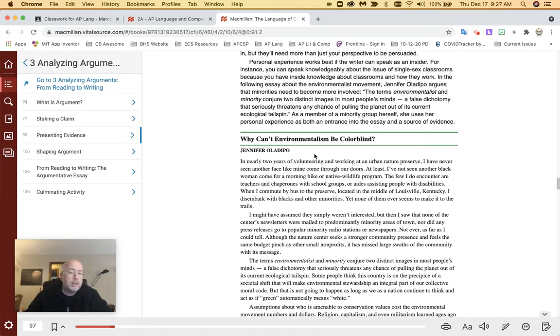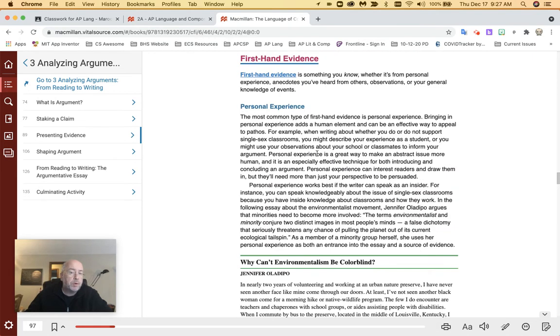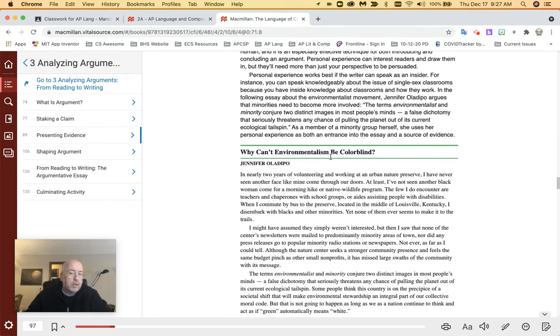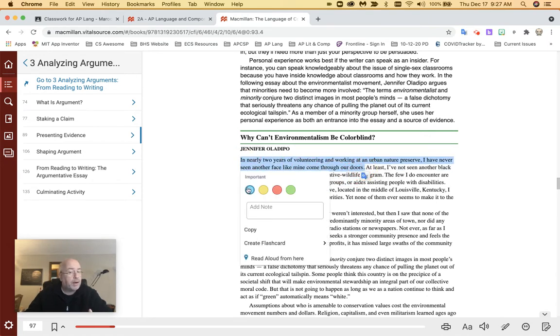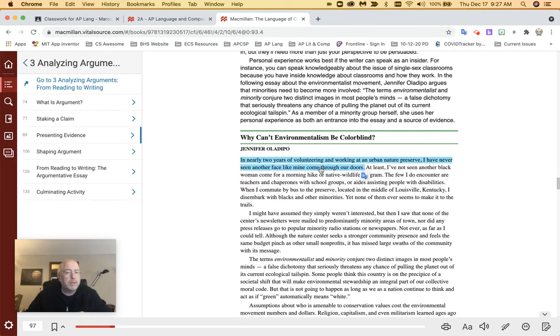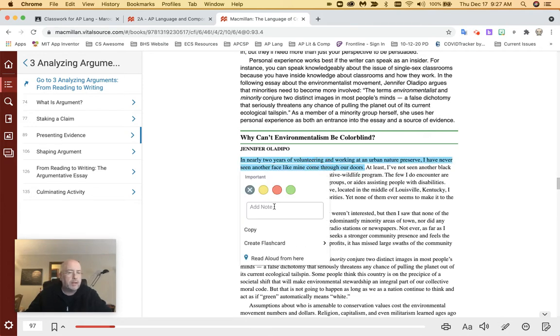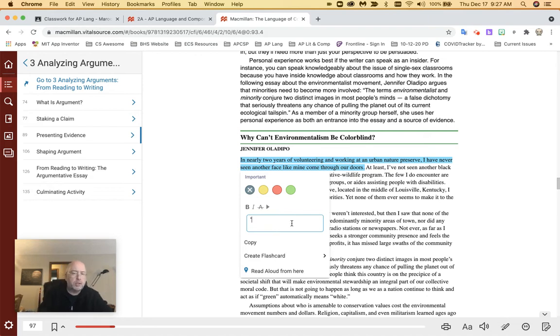I'm asking you to look at this for evidence of first person personal experience. So let's take a look at the first paragraph. "In the nearly 2 years of volunteering and working at an urban nature preserve, I have never seen another face like mine come through our doors." That's a very good example of personal experience. I'm going to highlight it. You notice the highlighter comes up. I'm going to pick blue because I like that color. And if I click on it again, I can actually add language such as, "I have never seen another face like mine" is personal.